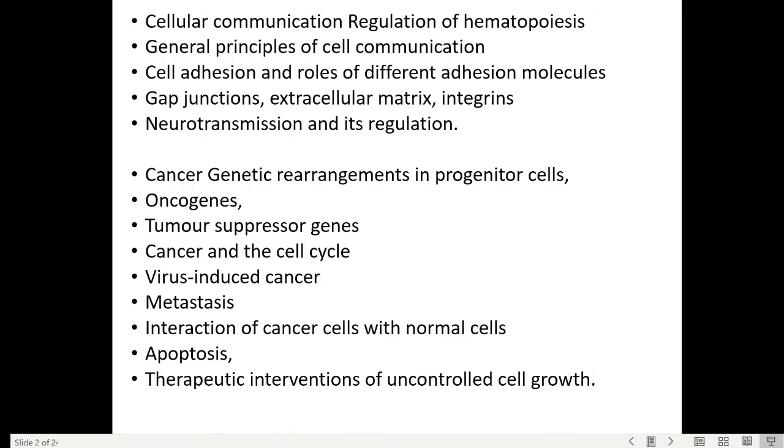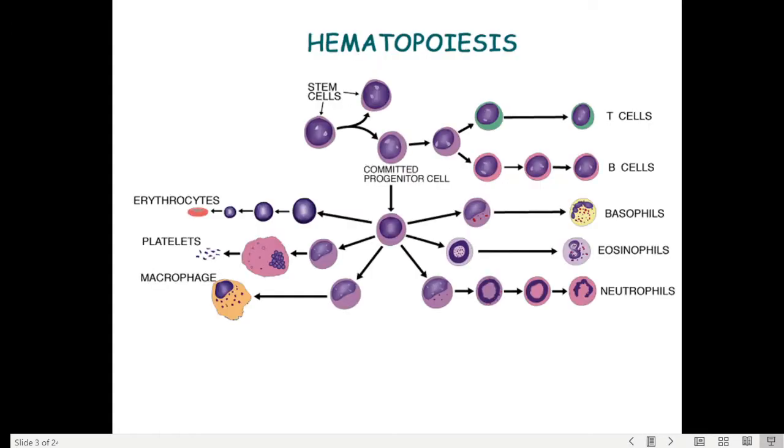These are all the topics we are going to cover today. First is how cells communicate between each other, and about the cancer cells. Okay, first, the major cells are produced in the blood. They are activated in the blood circulation. So first we need to know how they are produced in the human body system.